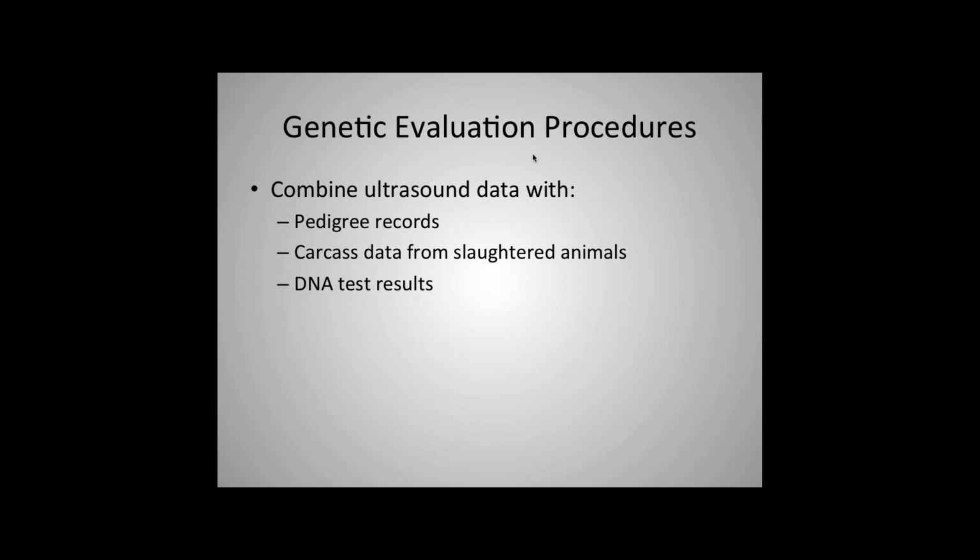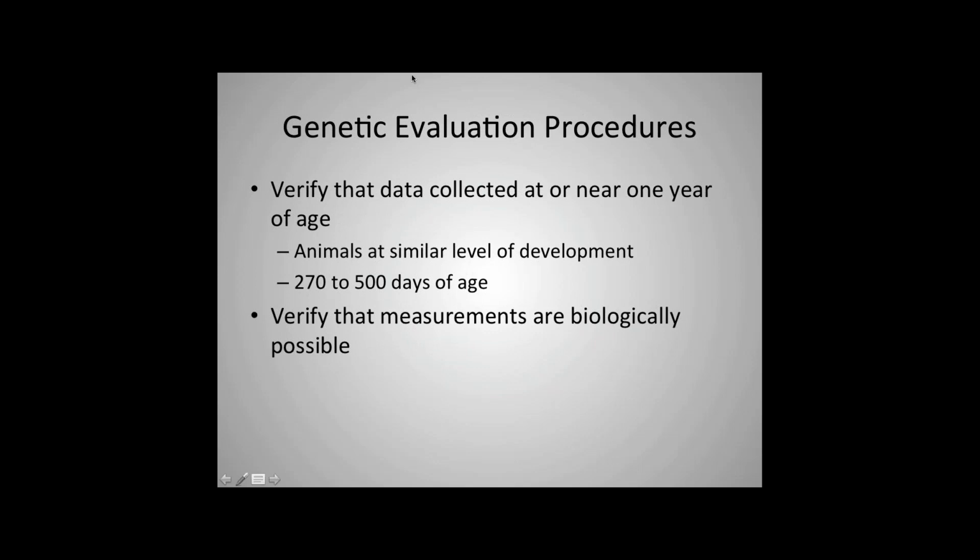As far as DNA test results go, we do put those in just like we do with ultrasound. I did do a talk here a few years ago for this very same thing about how I really don't think that DNA is going to eliminate ultrasound. We're still going to need both so that we can continue to refine the DNA test, and so that we can continue to enhance our existing carcass data on slaughtered animals. So anyway, we combine all four of those kinds of things to put in a genetic evaluation.